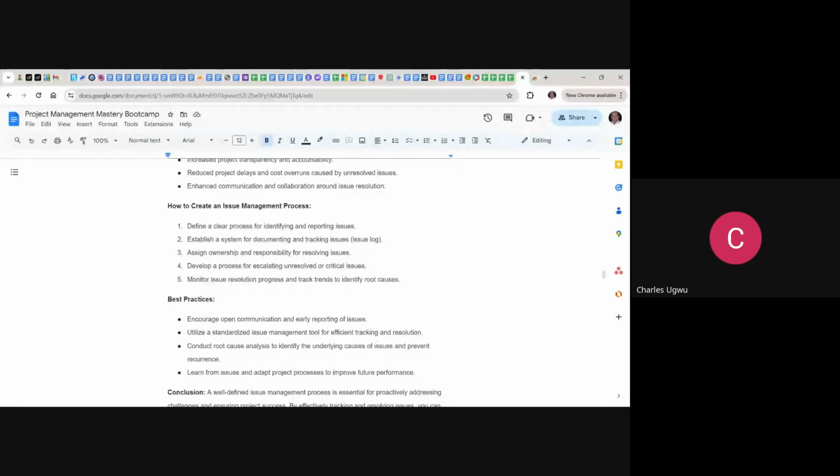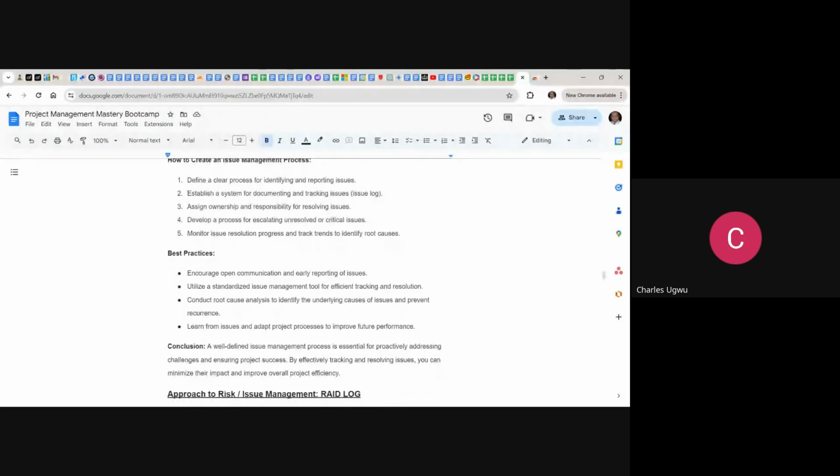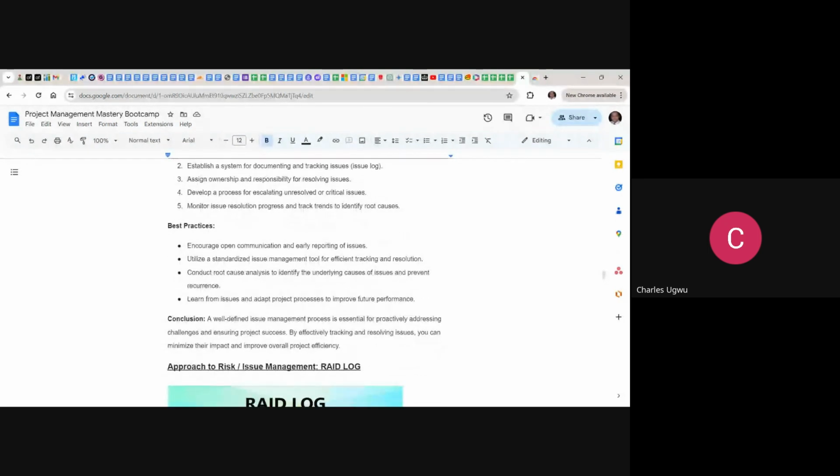You must have a plan to escalate, so as to avoid it being so critical, and monitor the issue resolution process and track trends to identify the root cause. You must do a root cause analysis. Root cause is digging deep. Why did this happen? You must find out why it happened, and you stop it. The best practice is to encourage open communication and early reporting of issues. Like I said, once you hit your contingency plan, it's time for you to start letting the stakeholders know, look, this is the situation.